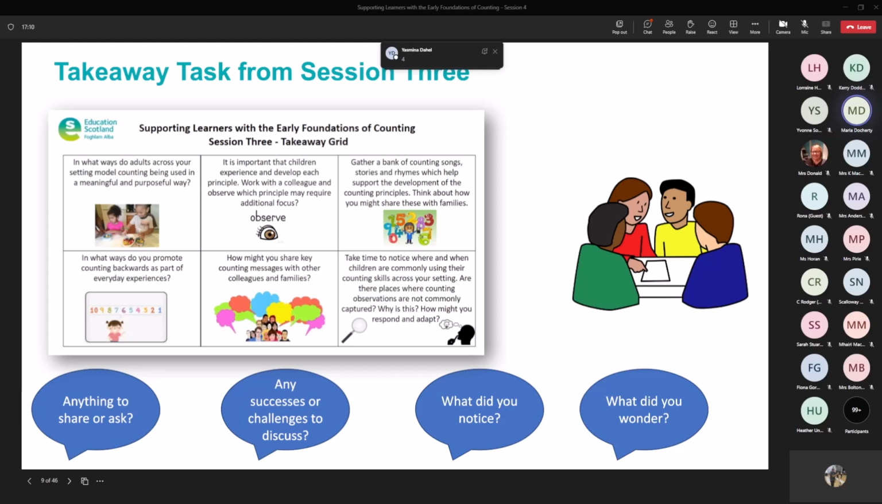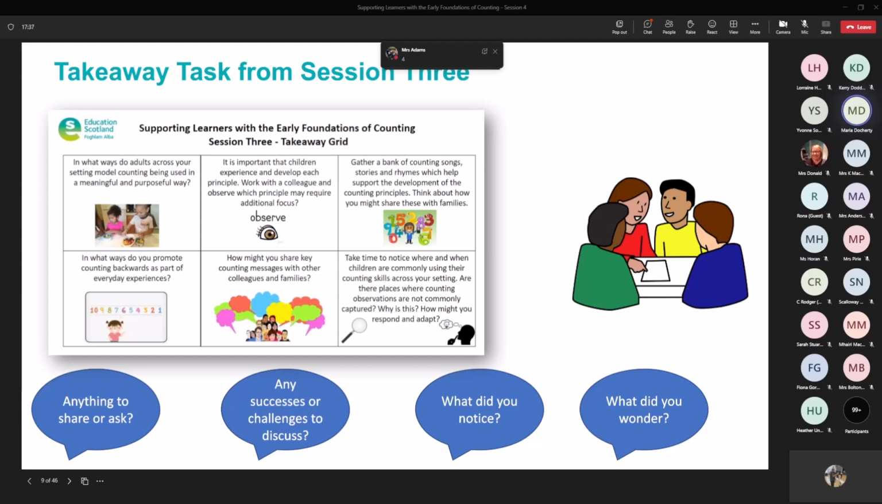So the last session, for those of you who either didn't come along or can't remember, we focused on counting principles. So it would be really nice for you to post into the chat, to come in and share anything with us in terms of, did you look at the takeaway task? Did you take some of the learning in terms of the counting principles back to your own establishment? Was it maybe that you just thought about some of the activities and the thinking that we shared on your own, so a wee bit of self-reflection?